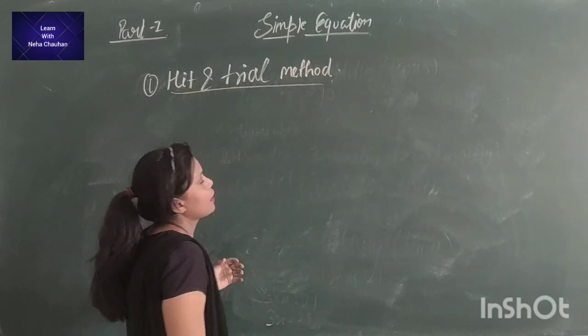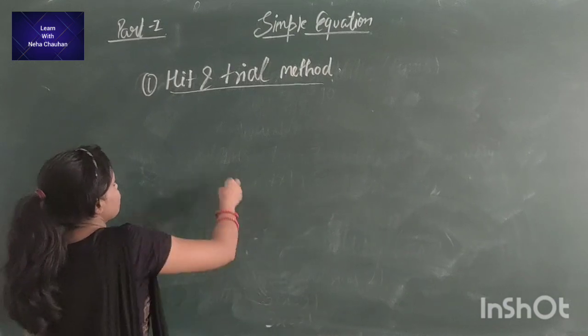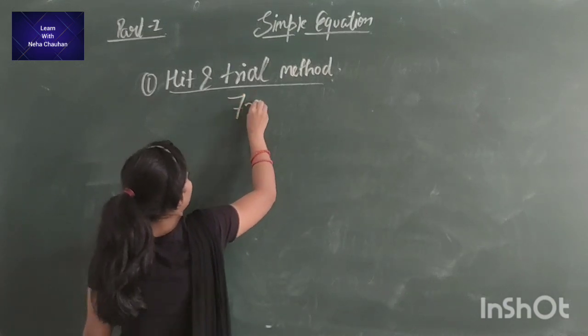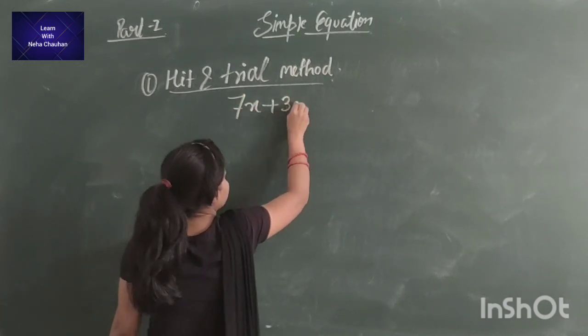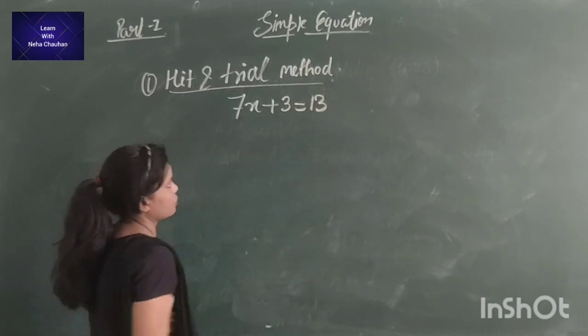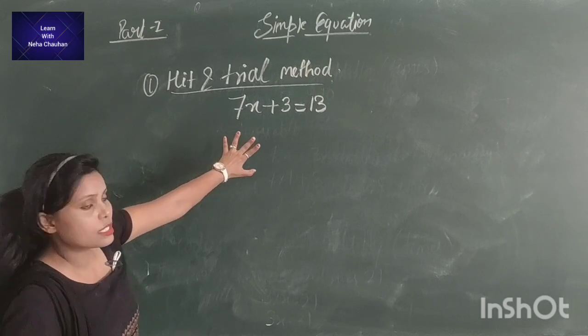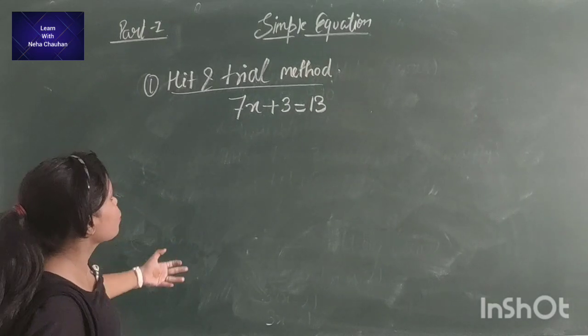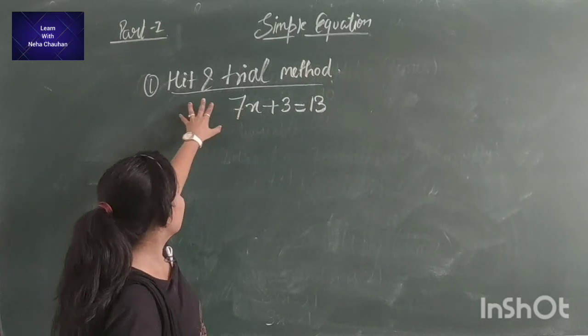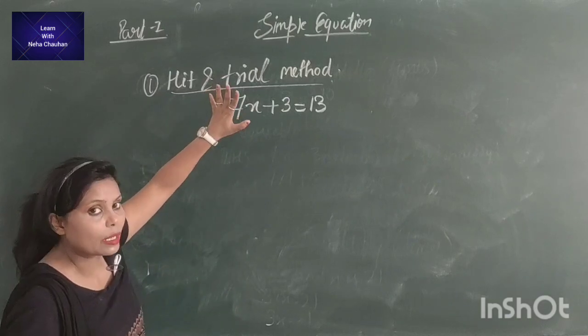First method is hit and trial method. So let's take an example. Suppose we have an example. If this is the equation, I need to solve this but with the hit and trial method.